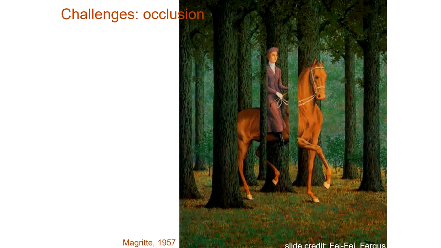Occlusion means that we have some object here, and there is some other object in front of the object of interest. How can we ensure that the computer will understand that this is the image that belongs to the horse, this is the image that belongs to the human, and this is actually the image of a tree?